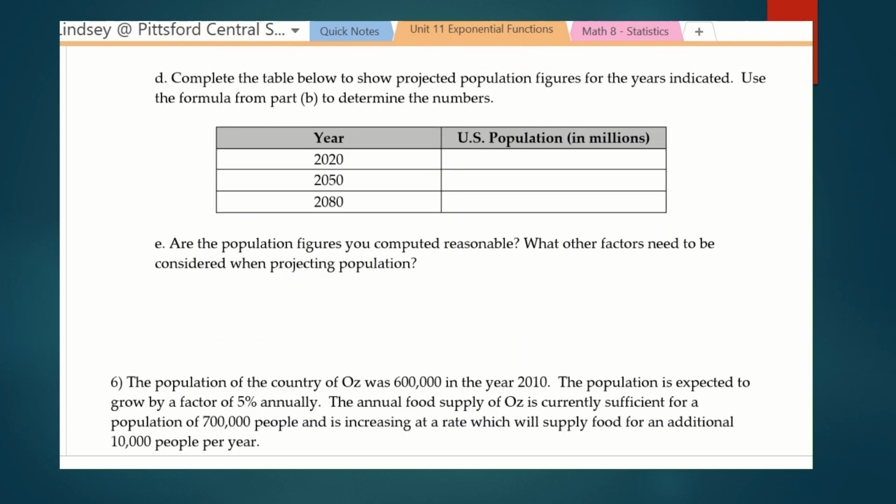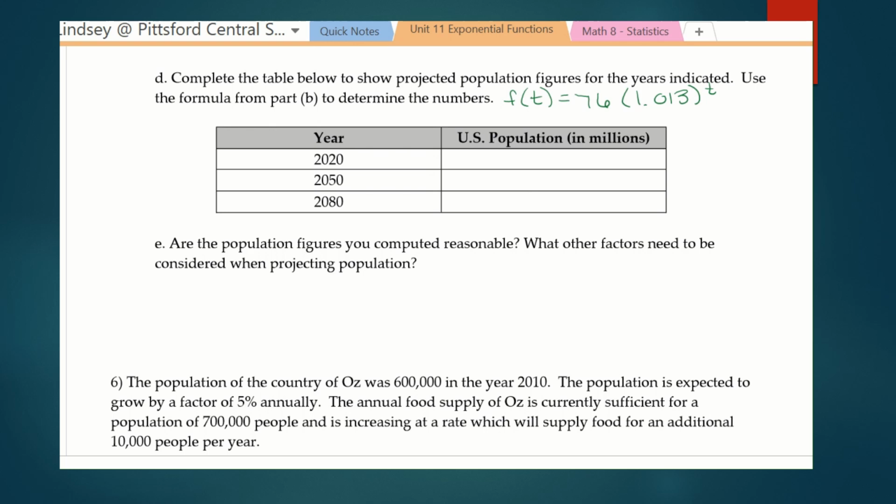So we're going to complete this table below, and we're going to project some figures for the years indicated. We're going to be using the formula from Part B to determine the numbers. So now we're just going a little further into the future. We're looking at the year 2020 and 2050 and 2080. Now, because we are using the formula from Part B, I'm going to put that up here really quickly. So just as my reminder, f of t equals, this was the formula from Part B, 76 times 1.013 raised to the power of t.